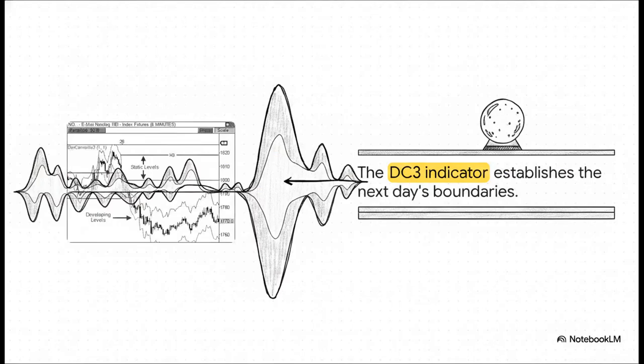Look at this. As price moves throughout the day, the dynamic wavy lines of the DC3 adjust based on the incoming data. But the absolute key is to pay close attention to where they close at the end of the session. Those final closing values literally become the flat, static boundaries, the actual L3 and H3 for the very next trading session. It's essentially an early warning system for support and resistance.